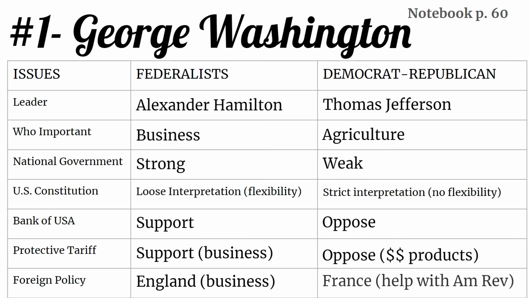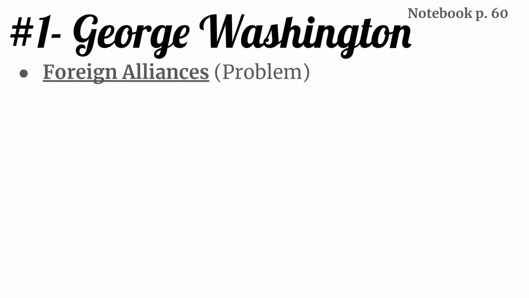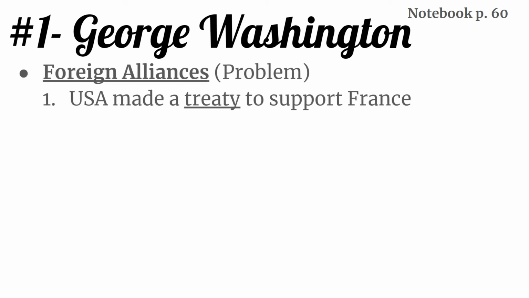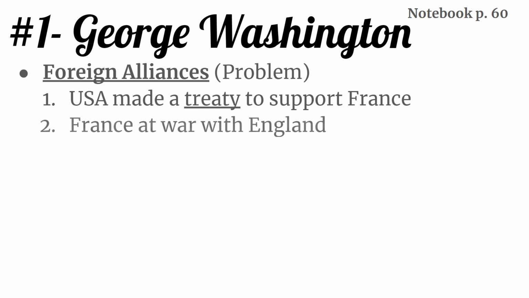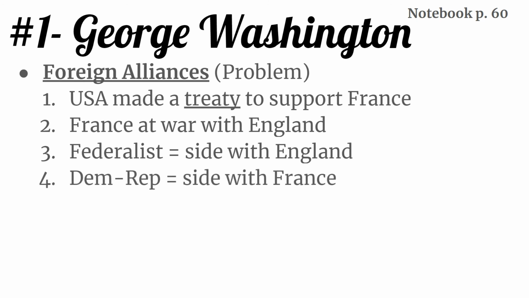The Democrat Republicans, well, because Thomas Jefferson was an ambassador to France, you know what? France helped us in the American Revolution. We should be friends with France. So, foreign alliances. Here's the problem. We make a treaty with France. Makes sense. France supported us. We sign a peace treaty with them, a treaty that we will support them. France goes to war with England. Okay, the Federalists say, let's side with England because you know what? They'll make us money. Democrat Republicans say, hey, let's side with France.